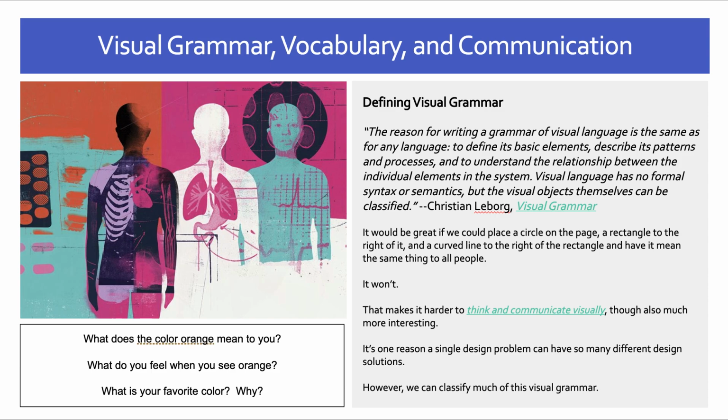Okay, so we're going to define visual grammar here, and I have a quote here by a designer. The reason for writing a grammar of visual language is the same as for any language: to define its basic elements, describe its patterns and processes, and to understand the relationship between the individual elements in the system. Visual language has no formal syntax or semantics, but the visual objects themselves can be classified. Okay. And that's what we mean by principles and elements of design. We are classifying the visual language that we are going to use.